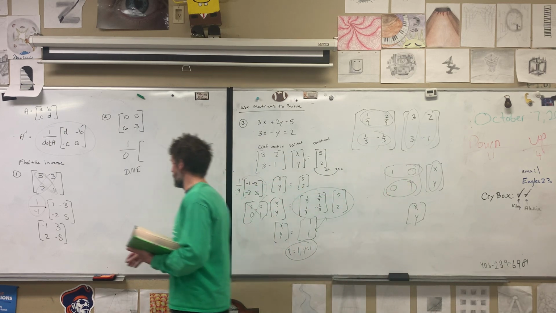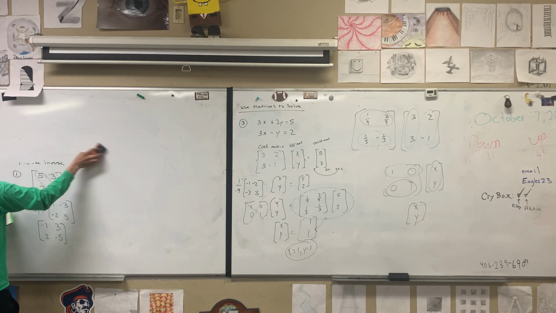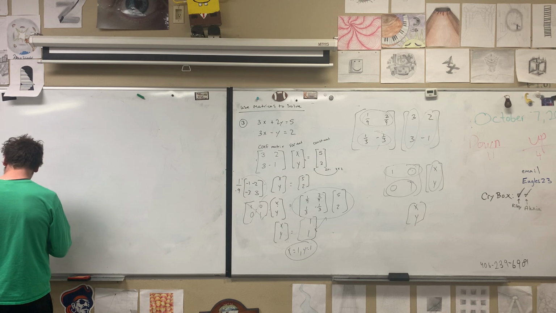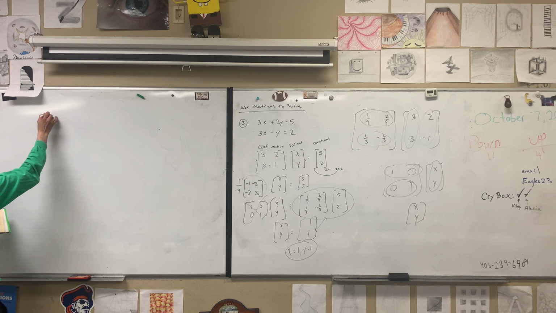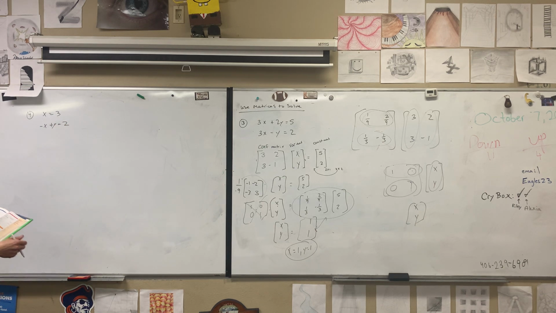But I do want to make a note because you'll have a couple other problems that will look a little bit different, and I want to make sure you can set it up correctly. So when you see a problem like this: x equals 3, negative x plus y is equal to 2. You're supposed to set up a matrix with this.